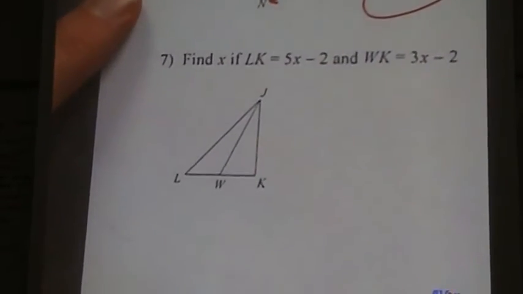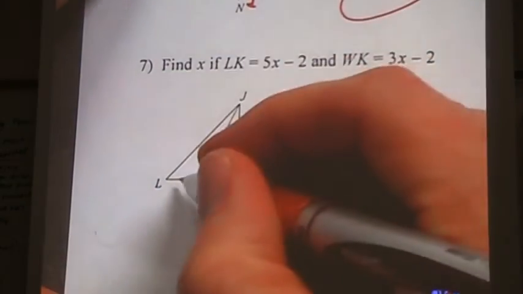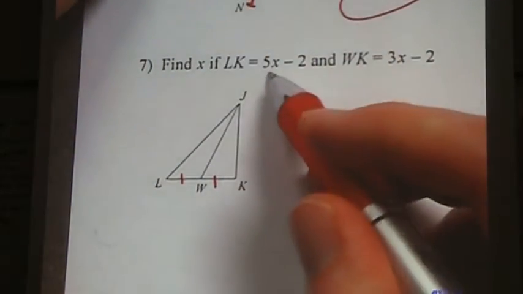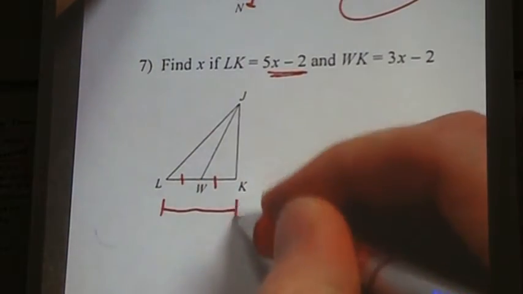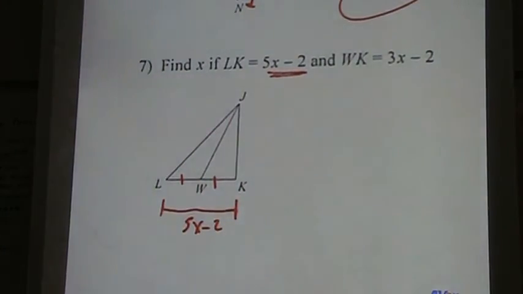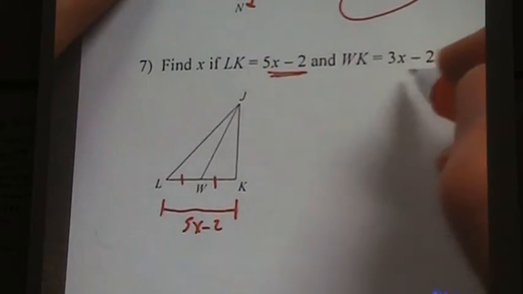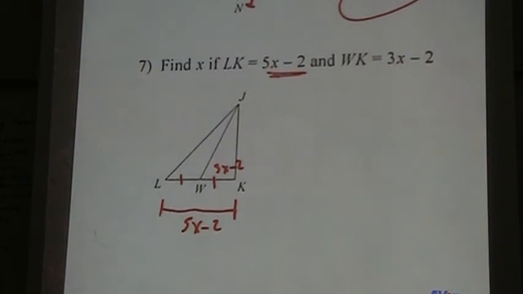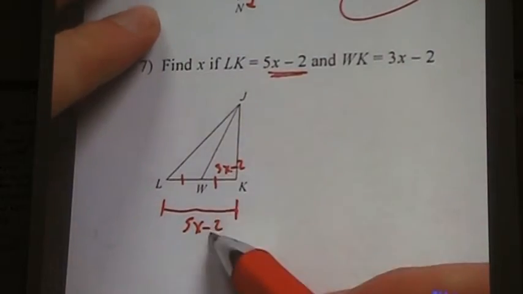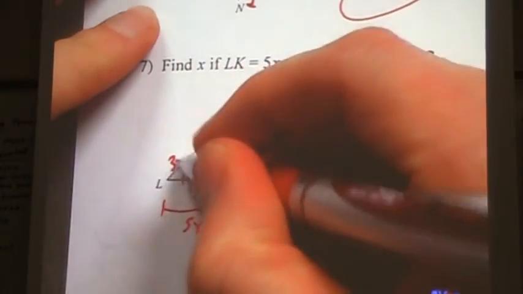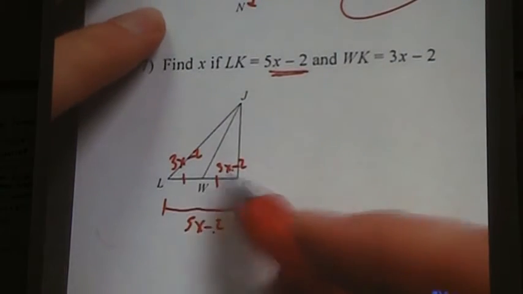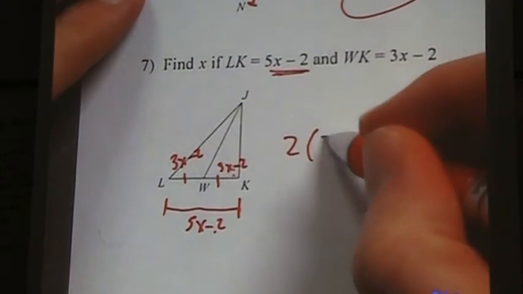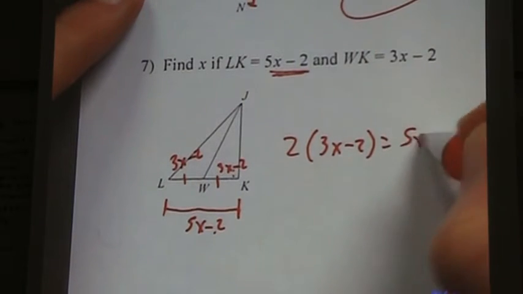Now, this next one, watch closely again, because we got a median. LK is 5x minus 2. Wait a minute, that's the whole thing. WK is 3x minus 2. It is the whole thing, okay? So, we've got to figure out how to set this up. Well, we know this is half of this, so if I double this guy, I get the full deal. Part plus part equals whole. So I can go 2 times 3x minus 2 equals 5x minus 2.